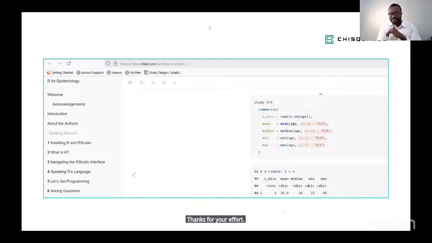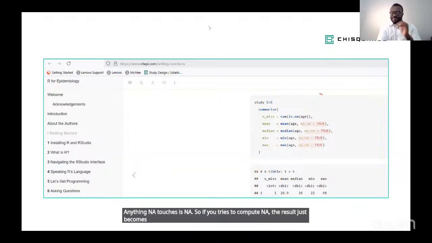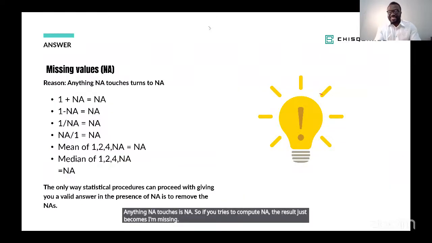Mayank. Hi, my name is Mayank. So if you don't remove NAs, it would make the result NA. Exactly. Anything NA touches is NA. And what is the basis for that, based on what we just covered? Anything NA touches is NA. So if it tries to compute NA, the result just becomes missing. Exactly. And so that's the point we're trying to establish here.